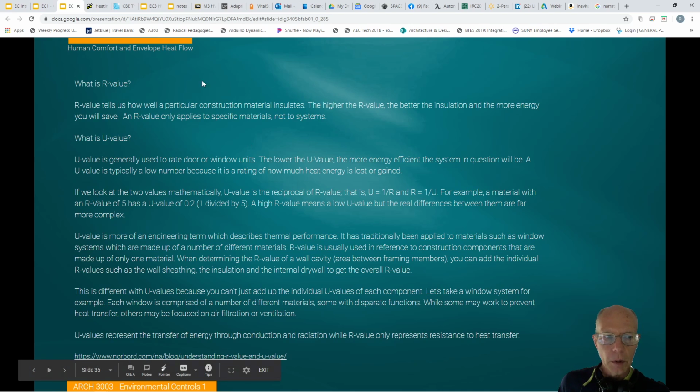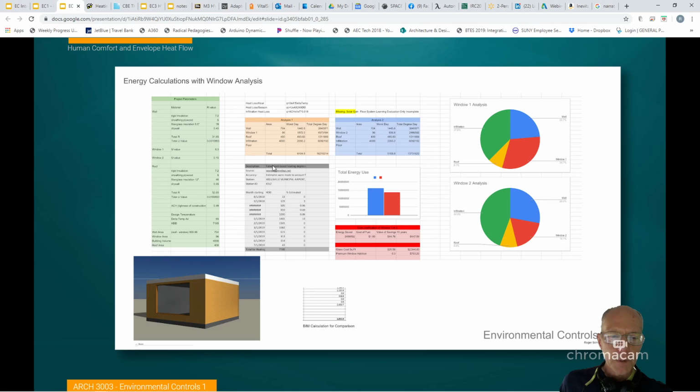Just another restatement of what we've gone through already. A reiteration of this idea that U values are usually used to rate doors and windows. R values are typically applied to specific materials and the build-ups of things like wall systems. And that's, I think, a good preparation for moving into what will be our lab component of this project, to look at some heat loss, do some heat loss calculations on a little mock-up building that we make.